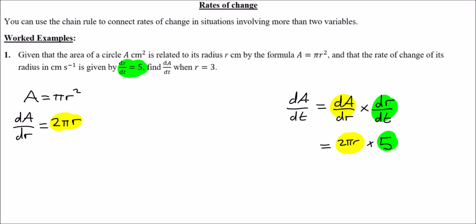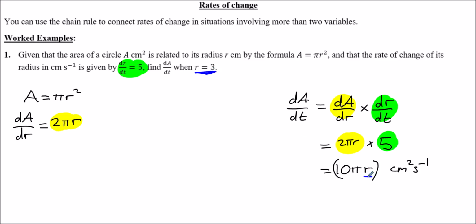That gives us 10 pi multiplied by r. So dA by dt equals 10 pi r, and that's going to be, of course, in units of centimetres squared per second. But of course, we are given the specific radius, so we can actually evaluate numerically what dA by dt is, because we're told that the radius is 3.